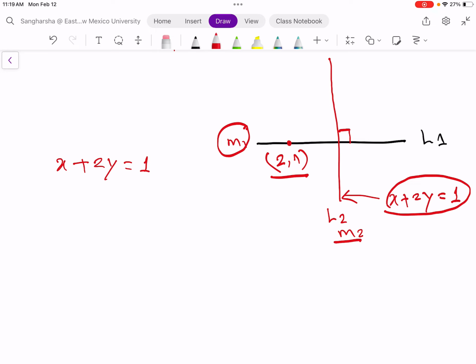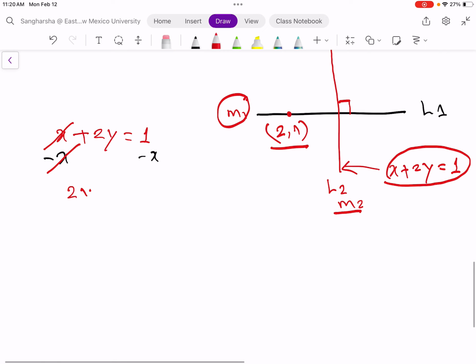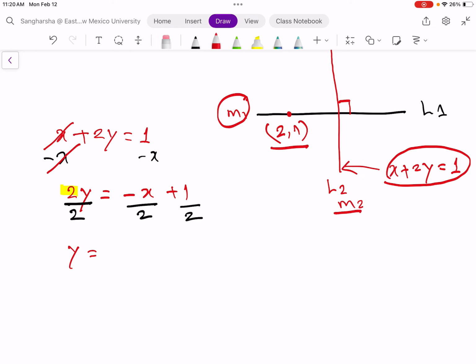So let's solve this equation for y, and for that we subtract x on both sides. Positive x and negative x cancel, so we have 2y equals -x plus 1. We still have 2 in front of y, and we need to get rid of this 2, so we divide every term by 2. Make sure you divide every term by 2. So 2y divided by 2 is y, equals -x over 2, and we can rewrite this with the coefficient of x as -1, so y equals -1/2 times x plus 1/2.